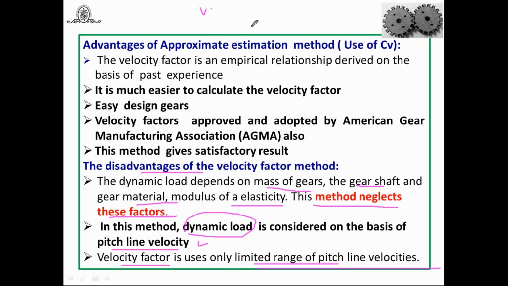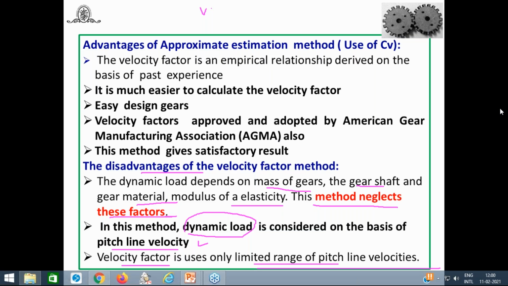But when it is going to vary, which relation should be used is not given. That's why there is a limited range of velocity. That's why I have told you, when the pitch line velocity is greater than 30 or 40, you can use CV equal to directly 0.8 or 0.9. That is the problem, or you can say the limitation, of this velocity factor. Okay, this is about the first method.